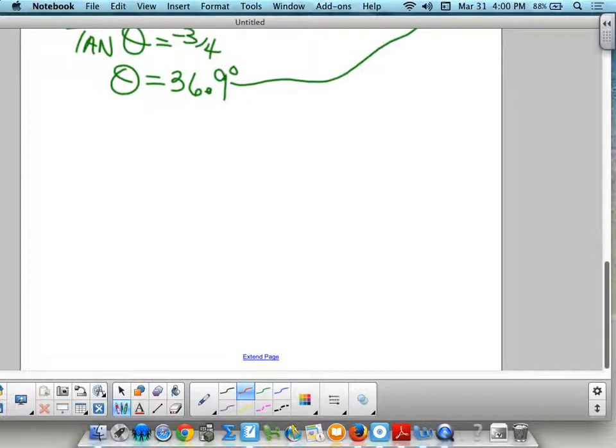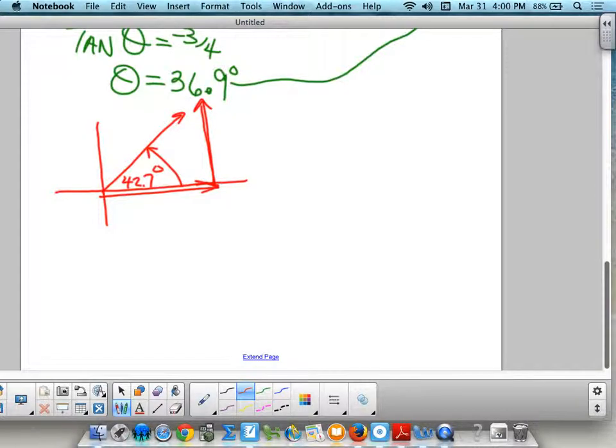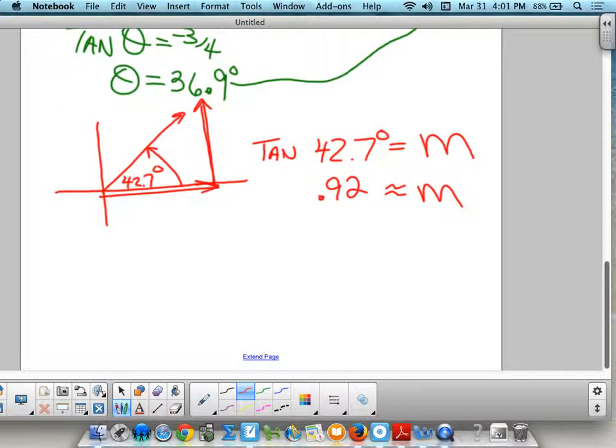Next up, we will do, find the slope, given the angle. Well, that's just the opposite of what we did. 42 degrees. Right? Okay, they want the slope of this thing. So what's the rise? And what's the run? Well, it's just going to be tangent of your angle. Make sure your calculator is in degrees, equals the slope. And when you do it, you end up with your slope to be roughly, and I round this answer to the nearest hundredth, 0.92.